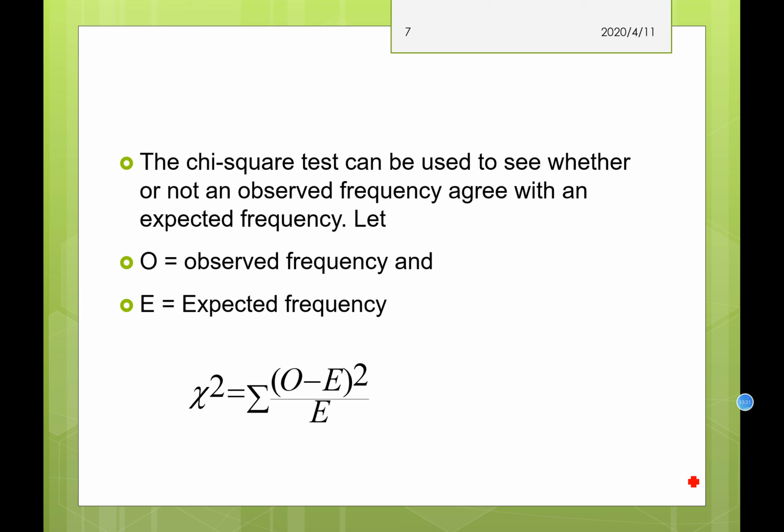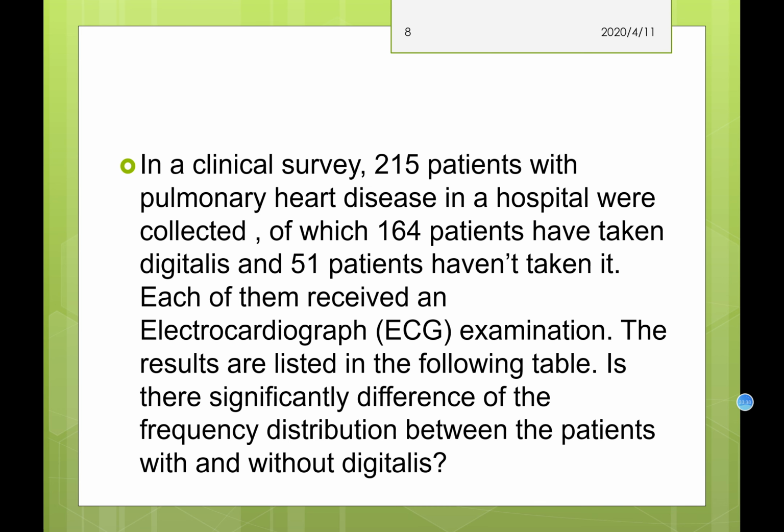So here we have mentioned how to calculate the expected frequency. Okay, let's take an example. You can read it by yourself. Okay, I think you have finished reading this. Here, in this question, all the numbers are given in the question.